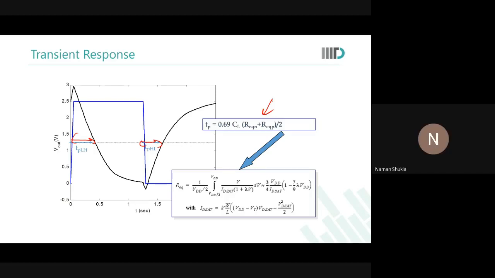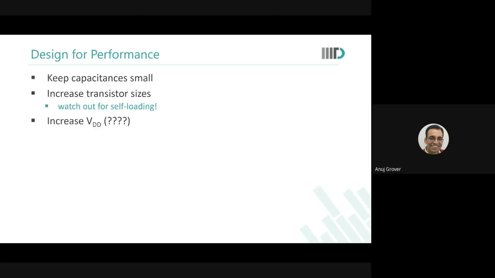Okay, sir. And then what we are saying is that this R equivalent is not too difficult to find. You can use the equation of IDSAT in the linear region or the saturation region, whichever you want to take. You can use that equation and you can very easily find out what the R equivalent is, and you can get to some number. I'm not entering into all this, but you know how R equivalent can be found out. So to make your circuits faster, you want to keep the capacitances small.